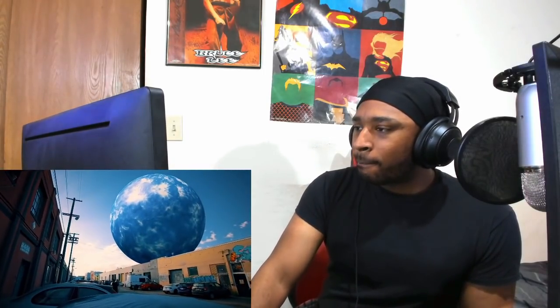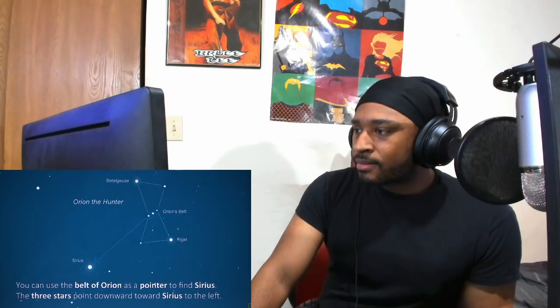It is the brightest star in the night sky because it is only 8.5 light years away, combined with the fact that it is 20 times brighter than our sun. You can even see Sirius in most light-polluted cities.